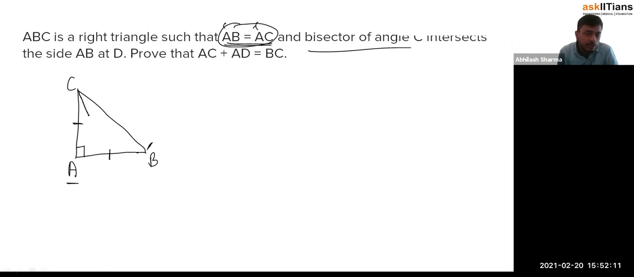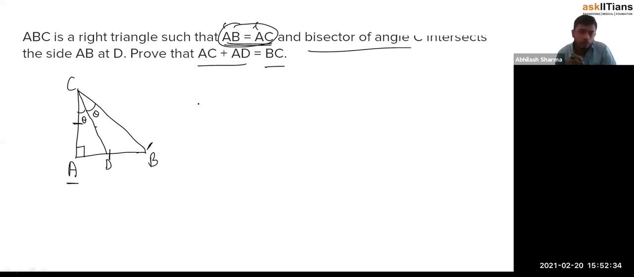Bisector of angle C, let us say, intersects the side AB at D, okay? Let us say it is intersecting at point D. Bisector means if this is angle theta, this is also angle theta, okay? Prove that AC plus AD is equal to BC. Very good question, no doubt about this.